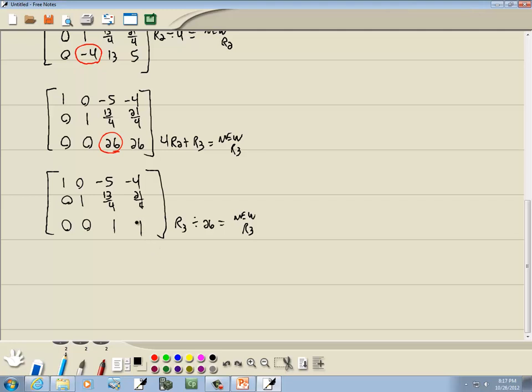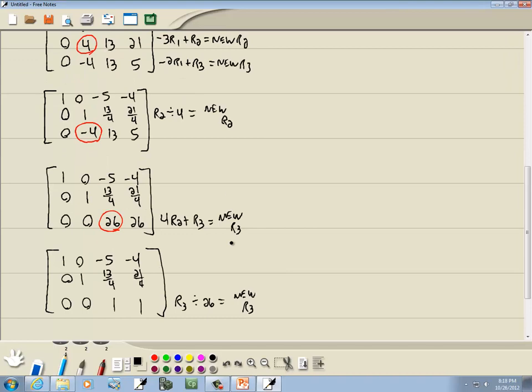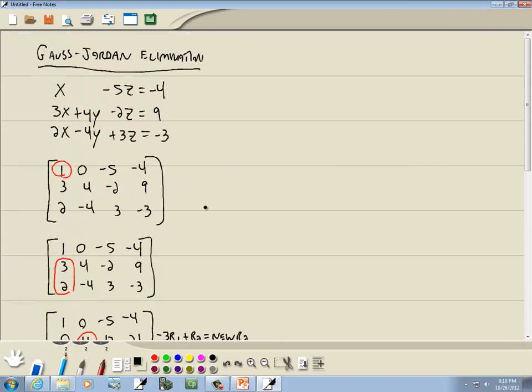And that's a very good sign, because that's actually what I have written down on my piece of paper here from earlier. Because I had to write it down in order to carry on my problem up here. Okay, so let's continue going. So we've got 1, 0, negative 5, negative 4, 0, 1, 13 fourths, 21 fourths, 0, 0, 1, 1.